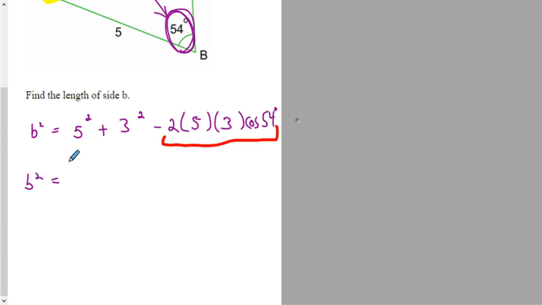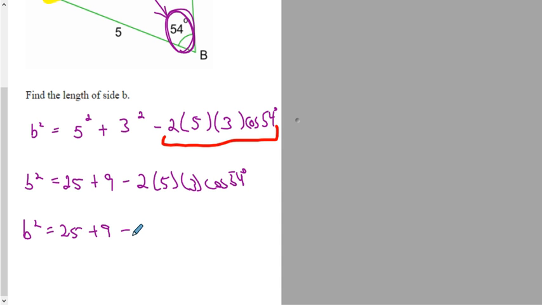First, we're going to do our exponents. 5 squared is 25. 3 squared is 9. And then I have minus 2 times 5 times 3 times cos of 54 degrees. Now I've got to get this last term in order. So I've got 25 plus 9, and then I've got to subtract. Well, what's 2 times 5 times 3 times cos of 54? I could write that out first. 2 times 5 times 3 is 30. And then I have to multiply 30 times cos of 54.